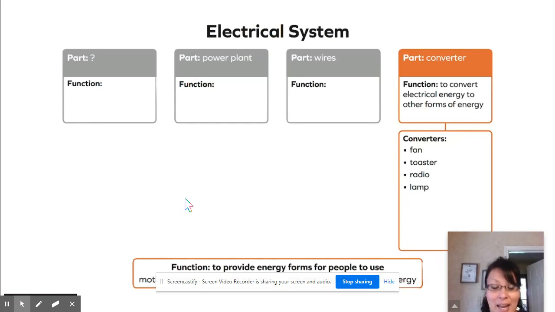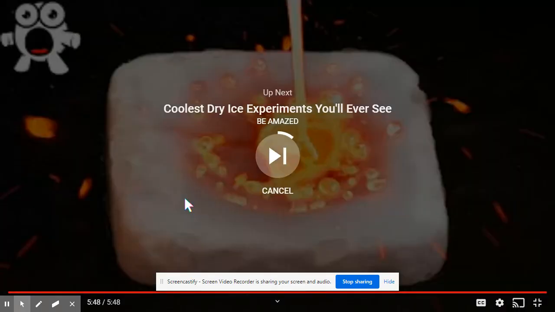Great job today, engineers. In the next lesson, we're going to continue gathering information that will help us understand the electrical system and how energy is converted into different forms. I'll see you in the next lesson.